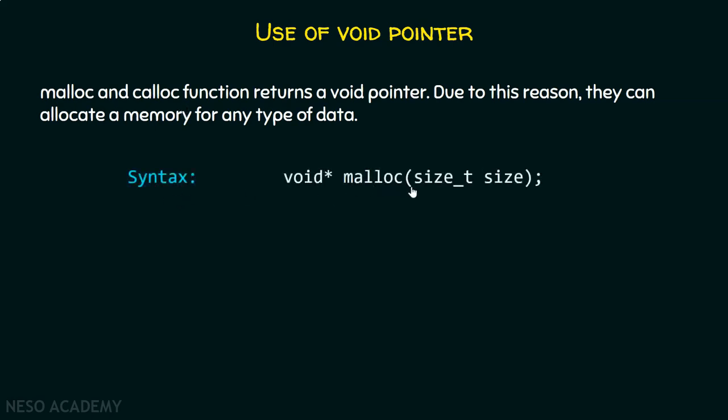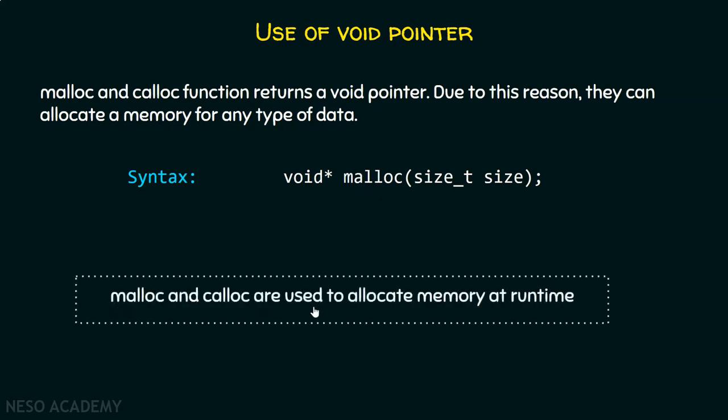Here is the syntax of malloc function. You can see over here that malloc function is returning a void pointer, right? I'm just giving you the syntax. Here you don't need to understand this right now. Right now there is no requirement. Malloc and calloc are used to allocate memory at runtime. I have already told you, right?